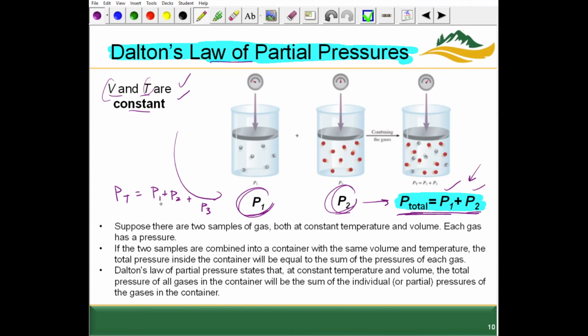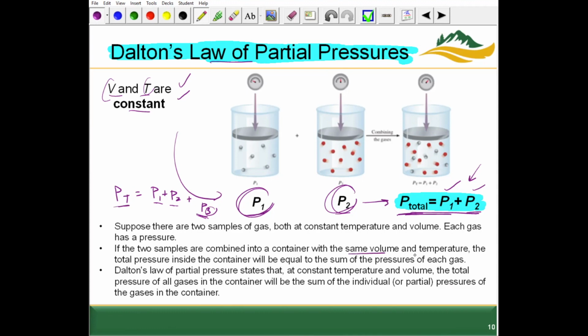Now, I did mention that there's not always just 2 components. If there are 3 components, then we keep adding on however many components there are, right? So partial pressure 1 plus partial pressure 2 plus the partial pressure of some third gas, that still totals up to our total pressure.